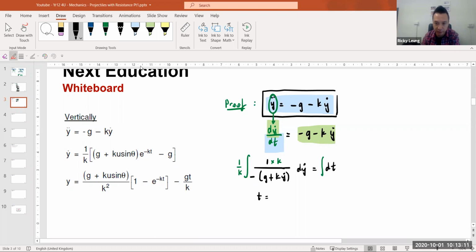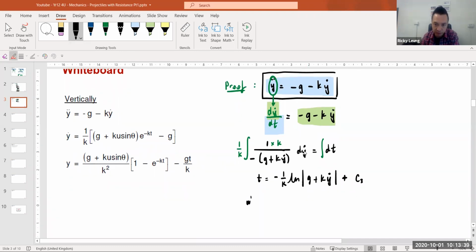So I sort of get an expression that looks like -1 on k, right? When that comes out, ln, because the derivative now is upstairs of g plus k velocity, plus c3, because I've already had 2 c's before this. Let me just see if the expression is fine. Yep, cool. Because now, subbing my initial conditions for vertical velocity, when t equals 0, y dot equals u sine theta.